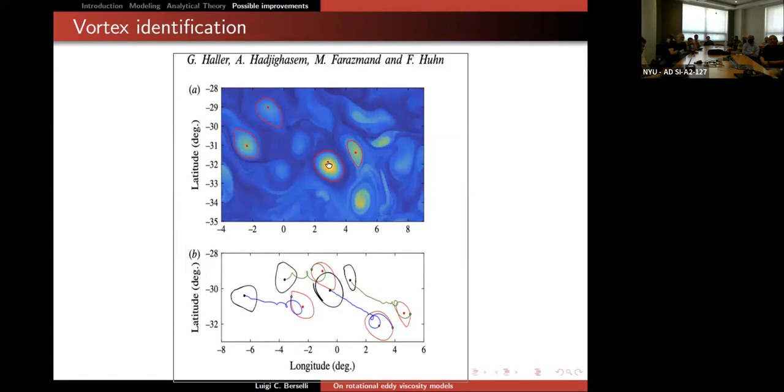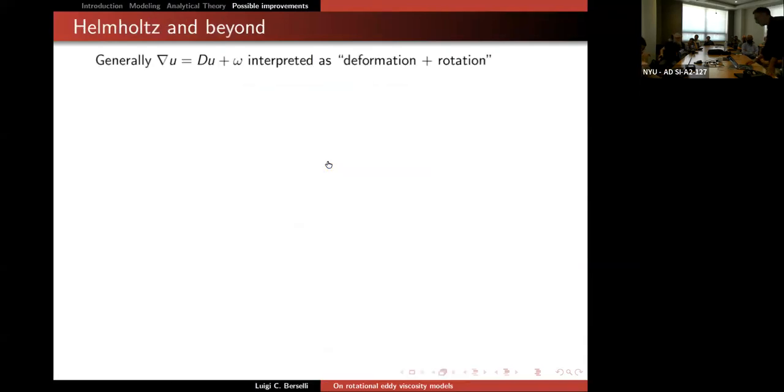But this cannot be used so easily. You have images and you can reconstruct where the vortex is, but in some simulation, you would like to have a way to detect where the vorticity is large in real time in order to use it as an eddy viscosity. And so these things are too complicated.